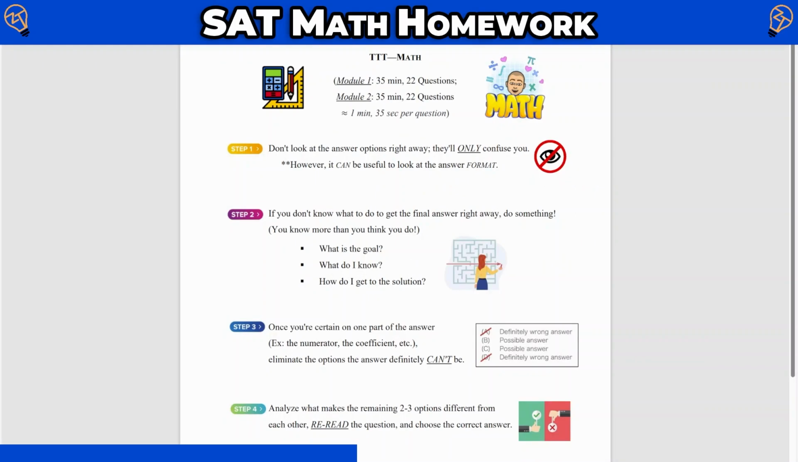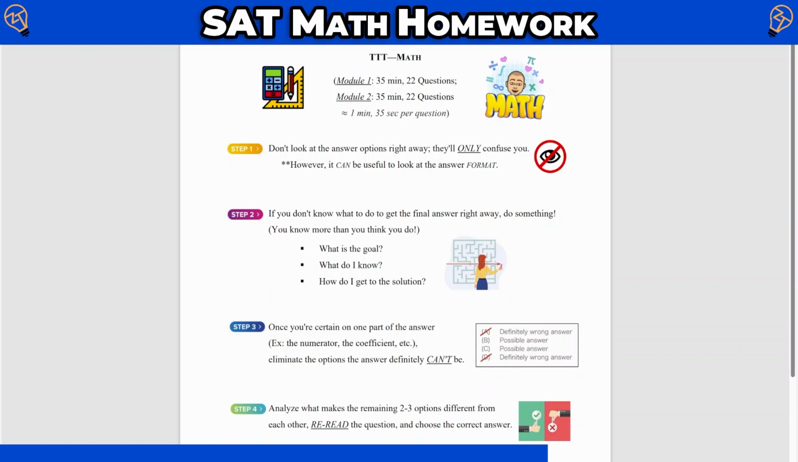And let's go back to our triple T document for the math and think about what we just did. We didn't look at the answer options right away. We did something, right? We thought about what the t value is versus the p of t value. And then look at step 3. Once you're certain on one part of the answer, in our case, we knew that the t variable, so that first coordinate, had to do with the number of minutes, we eliminated the answer options that it definitely wasn't, the ones that refer to it as a percent.